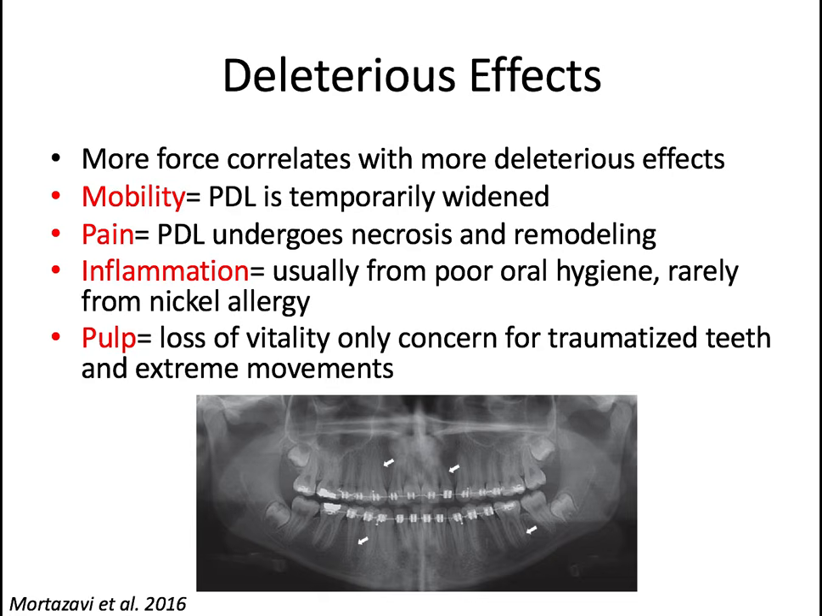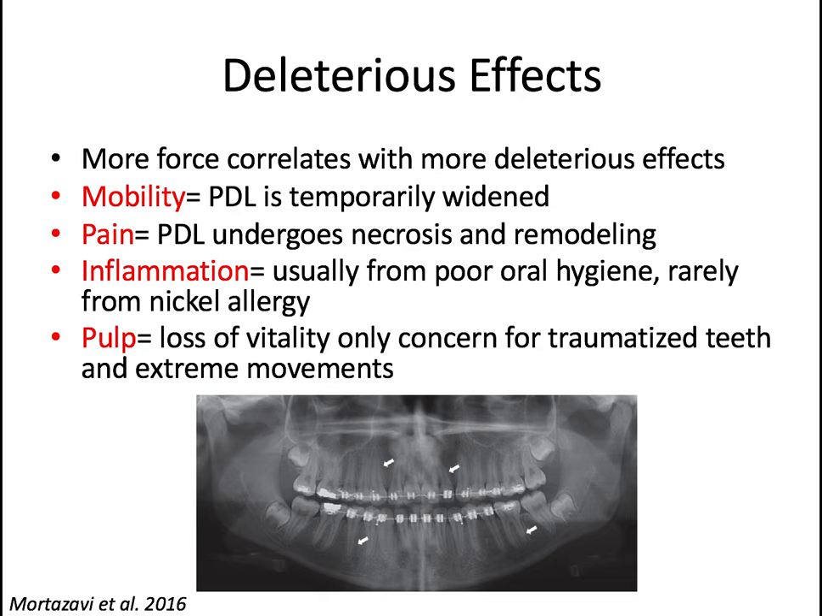Acetaminophen is generally recommended because drugs like aspirin and ibuprofen inhibit the formation of prostaglandins, which are needed for our orthodontic tooth movement. So chronic use of aspirin and ibuprofen can actually slow this movement down.